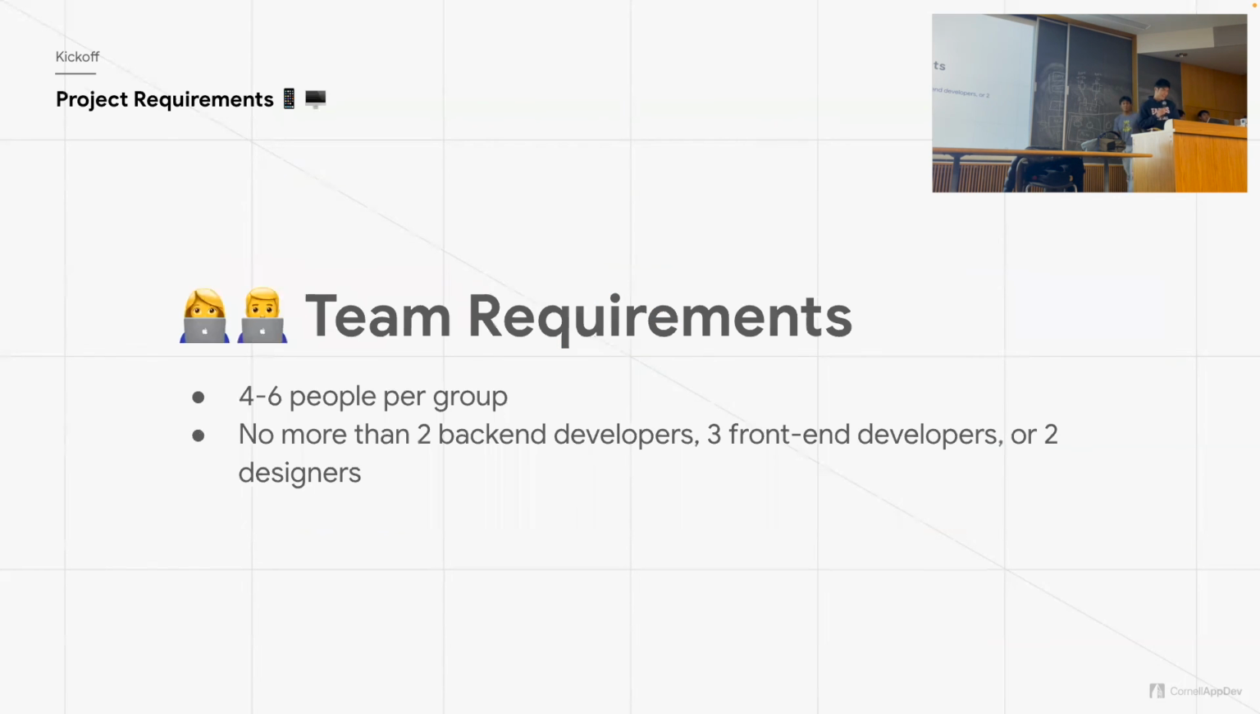So the team requirements, we've already satisfied and handled this for you, but it's going to be 4 to 6 people per group. No more than 2 backend developers, 3 front-end developers, or 2 designers per team. Again, this is all handled for you, so don't worry about it. And yeah, drum roll.